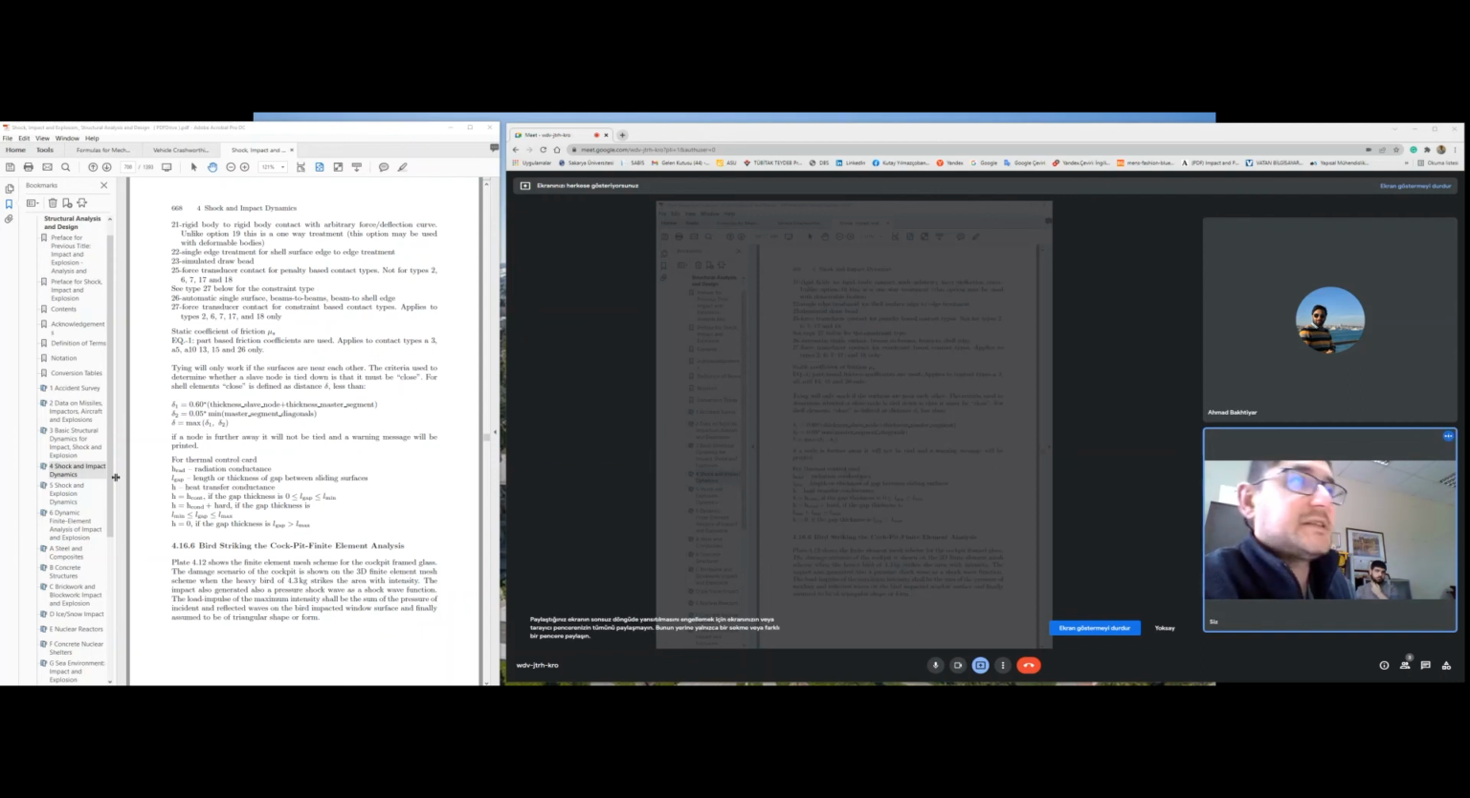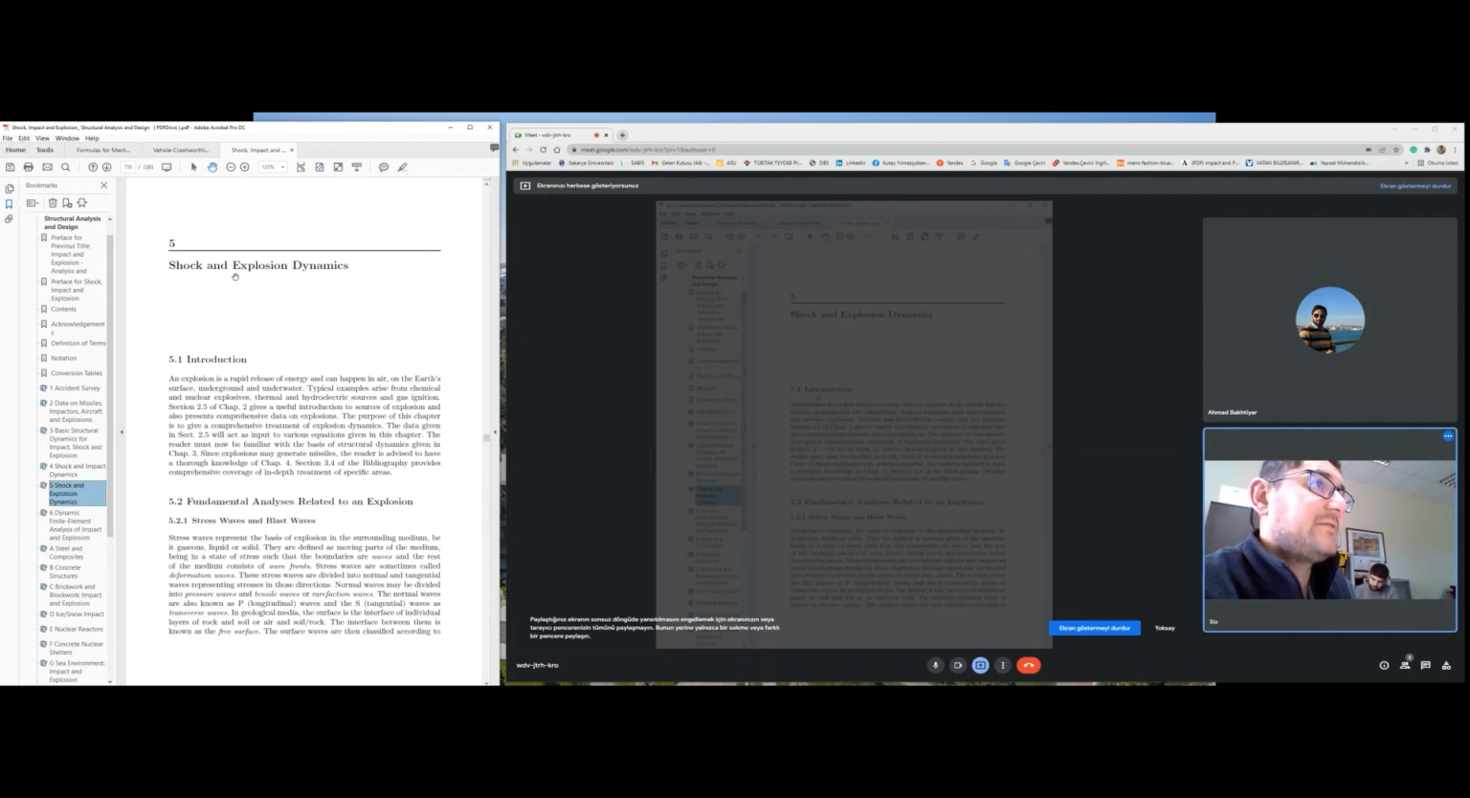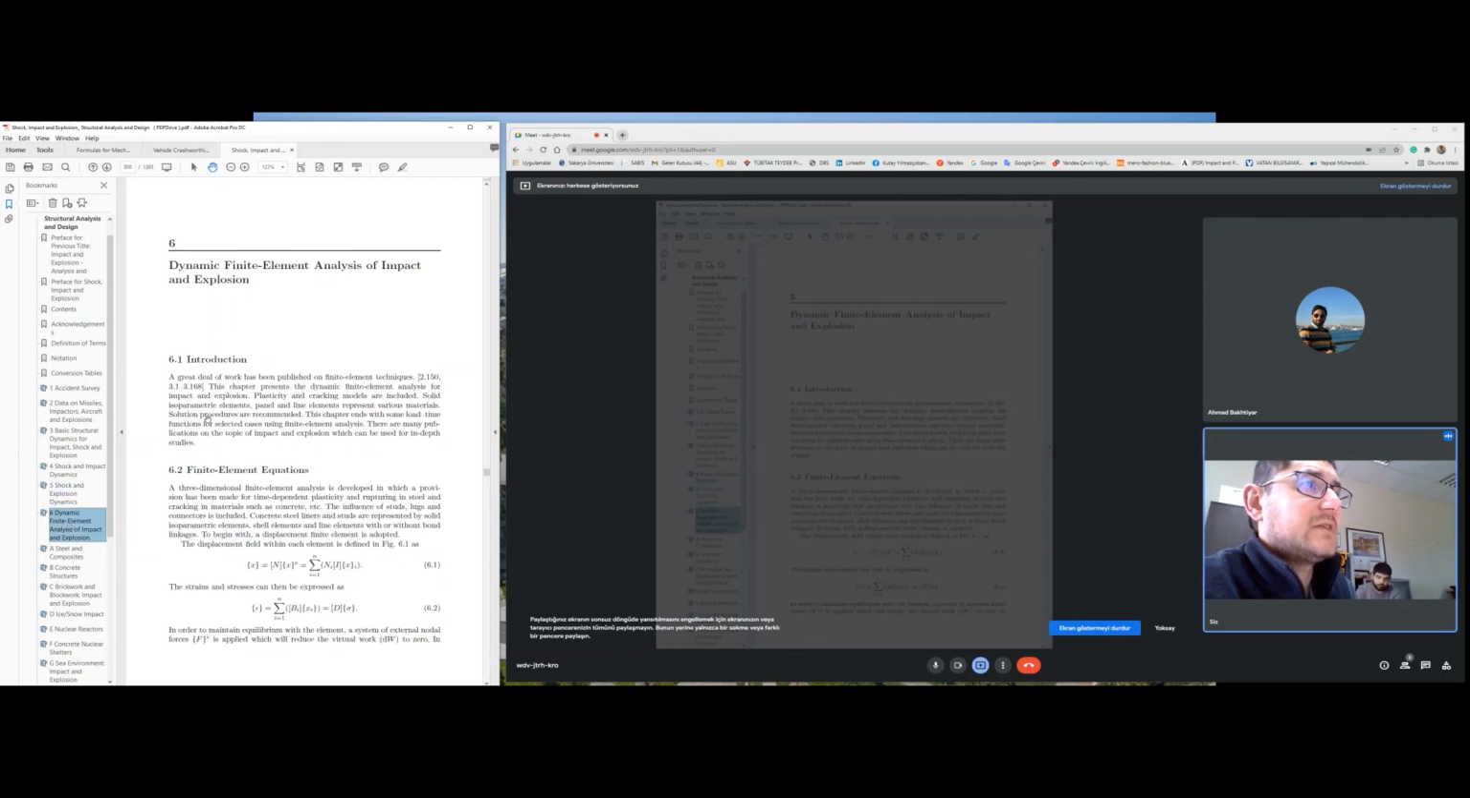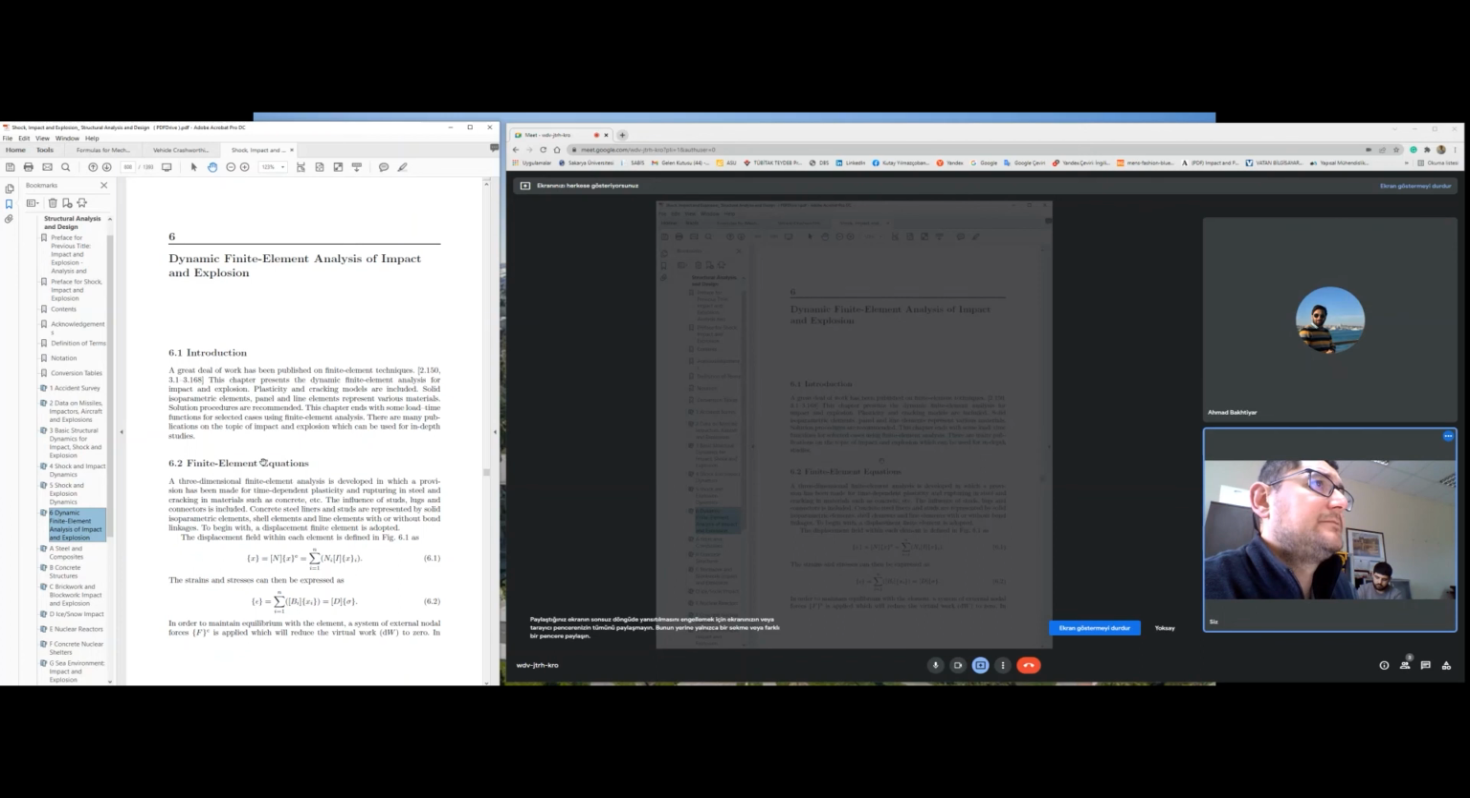And chapter 6. Chapter 5 is generally explosion dynamics. We don't need to look at it. Chapter 6, dynamic finite element analysis of impact and explosion. We won't look at the explosion, but impact is our issue. Finite element equations describing the system.